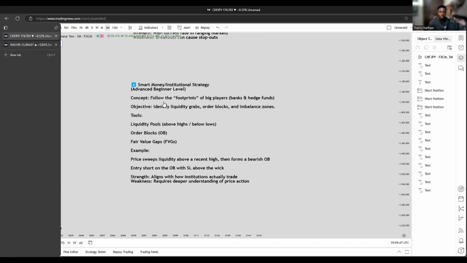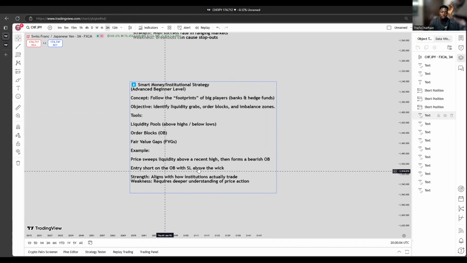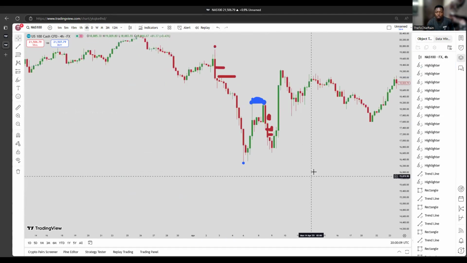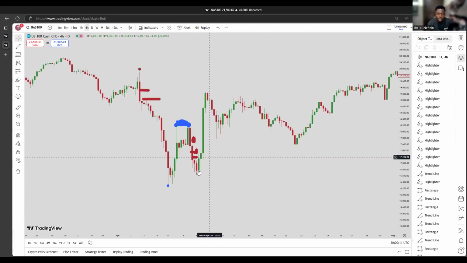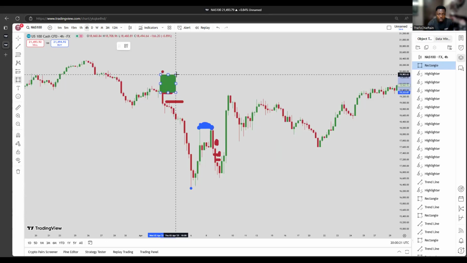And we can see, let's go back again. You want to mark out your order block. You choose liquidity above highs and below lows, order blocks, fair value gaps. Example: price with liquidity above a recent high, then forms a bearish order block, entry short. So let's see if we can get something like that. The market has seen liquidity above. We have imbalances here, and this level is our order block. This level here is our order block.